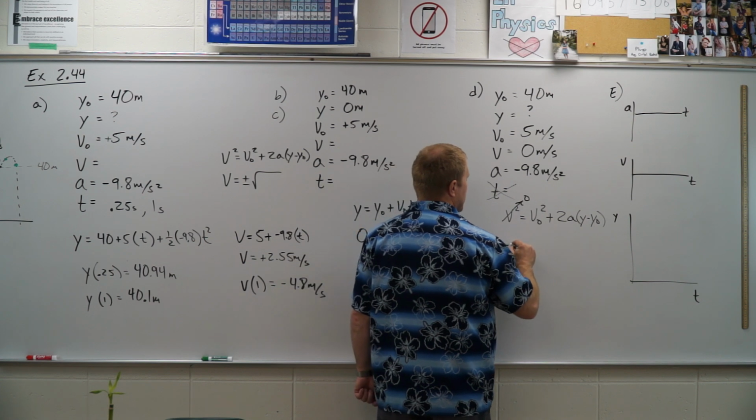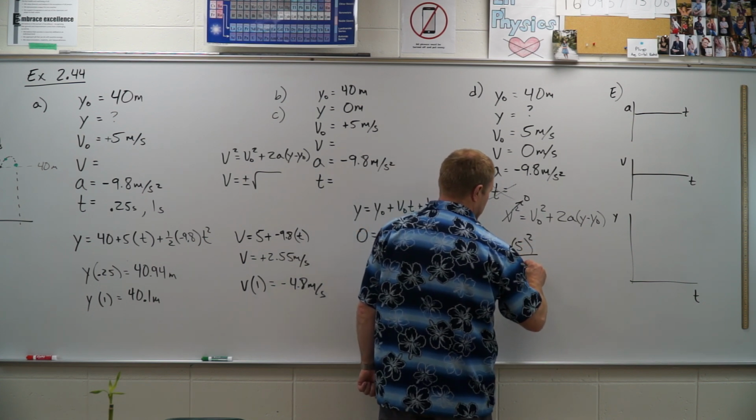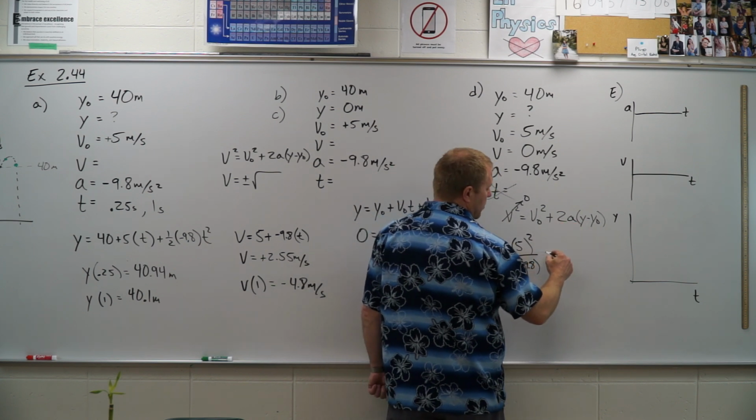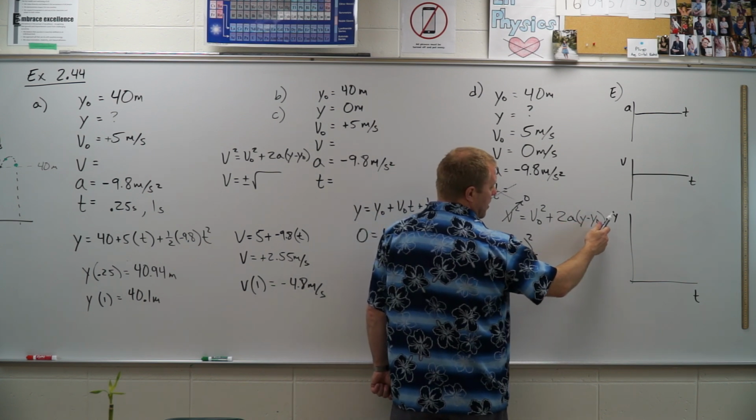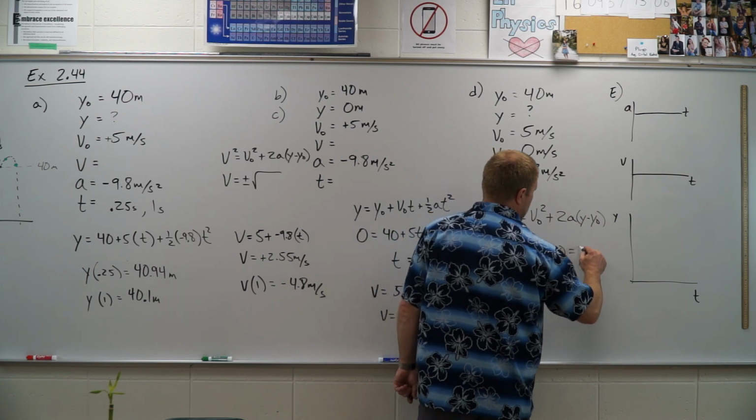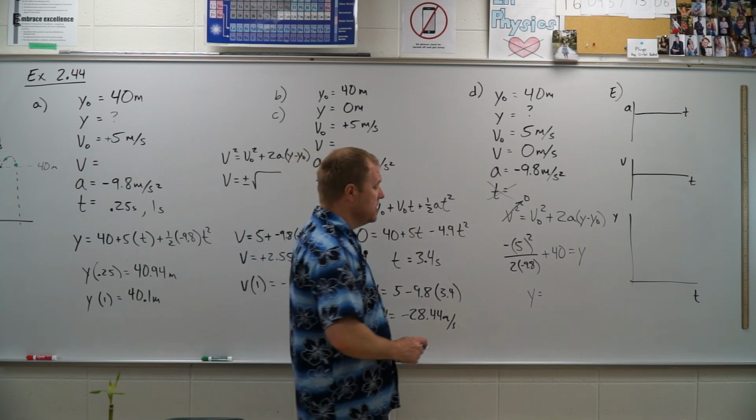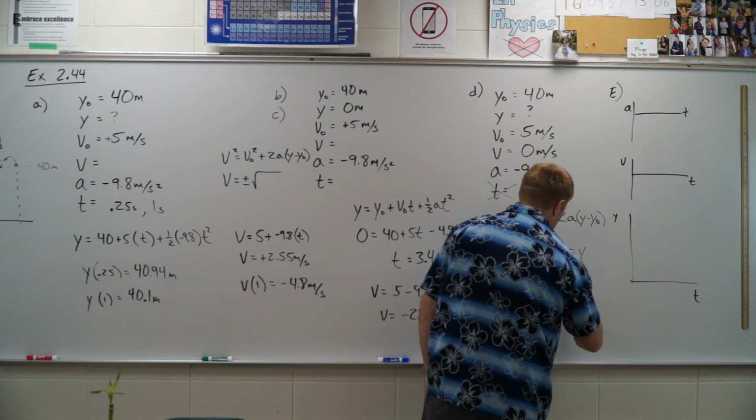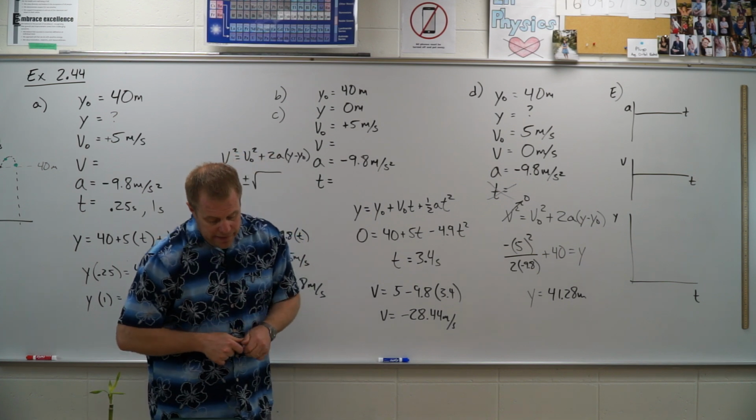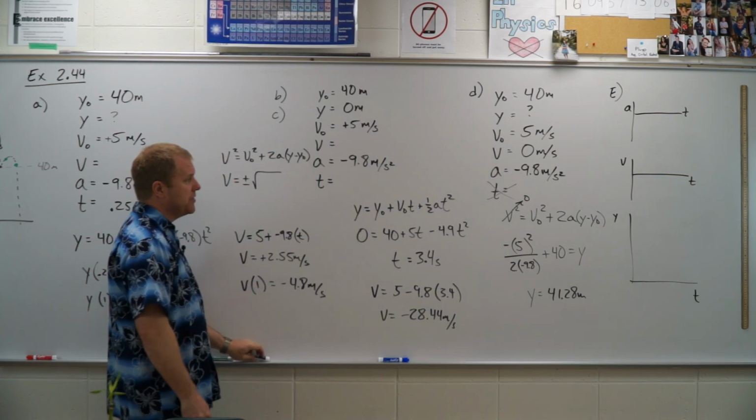Okay, so I have negative 5 squared divided by 2 times negative 9.8. So I'm dividing the 2a over, is equal to y minus y naught. So I got to add the y naught over. So plus 40 will tell me that maximum height. And so the maximum height it does reach is 41.28 meters. And lastly, part E wants me to sketch some motion graphs here.